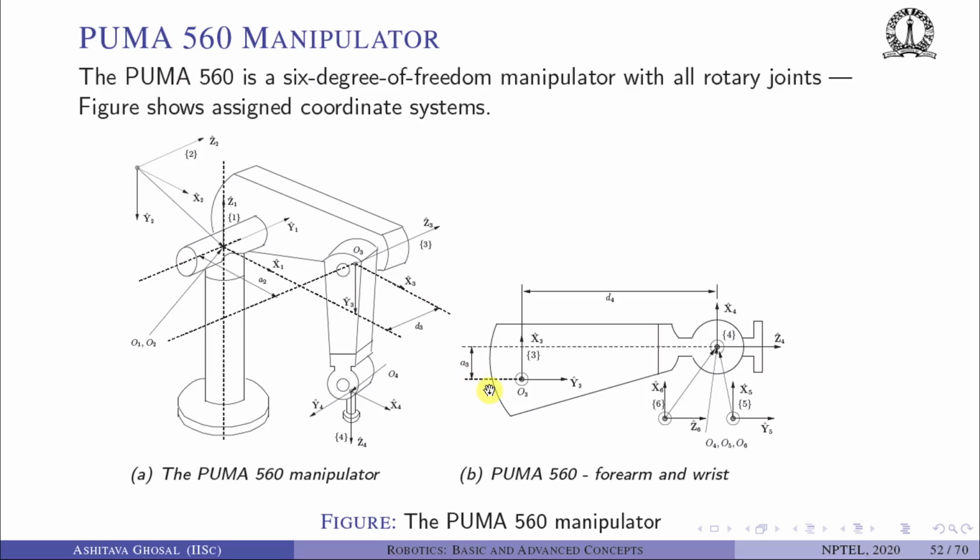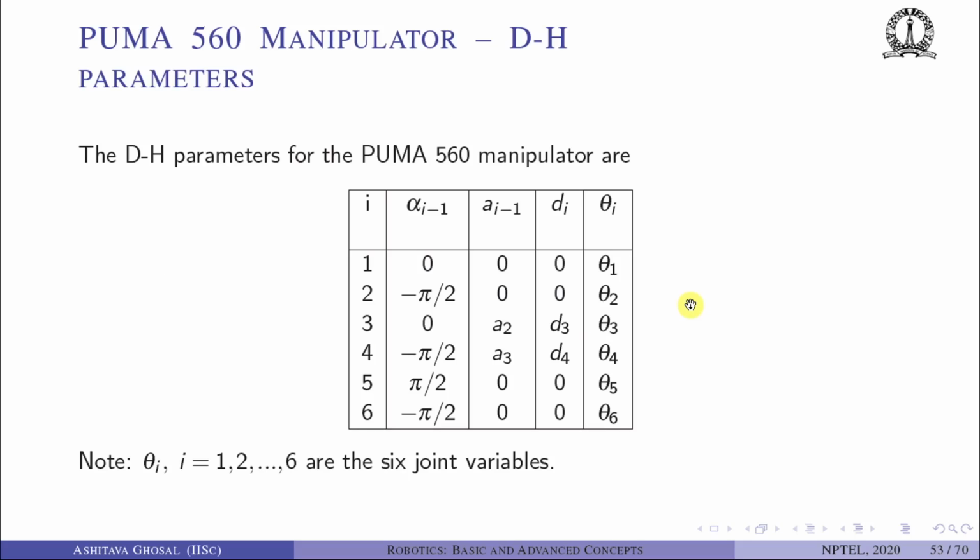What is the distance? The distance is between Z3 and Z4. So this is A3. And finally, we have D4, which is the distance between X3 and X4, which is this D4. Okay. So the fourth row is minus pi by 2, A3, D4, theta 4. The fifth row, you can see yourself, that twist angle is pi by 2. This is 0, 0, theta 5. These two are 0 simply because they are intersecting.